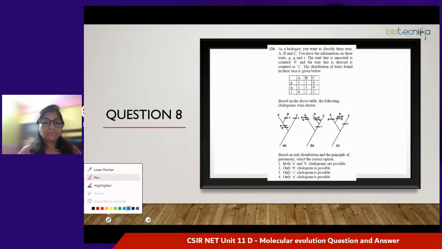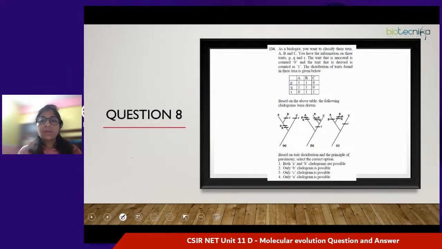Okay, well, one more next question. So, as a biologist, you want to classify three taxa A, B, and C. You have the information on three traits P, Q, and R. The trait that is ancestral is counted as 0. The trait that is derived is counted as 1. The distribution of traits found in three taxa are given below. Okay, so P, Q, and R, these are the traits. A, B, C are the taxa.